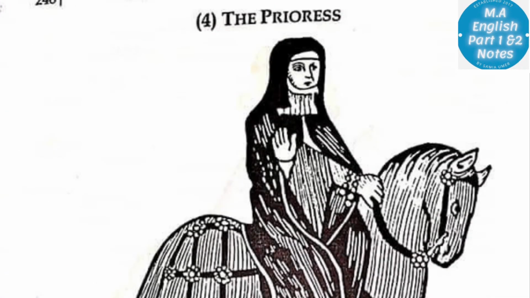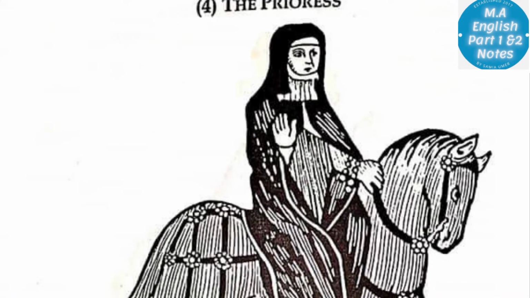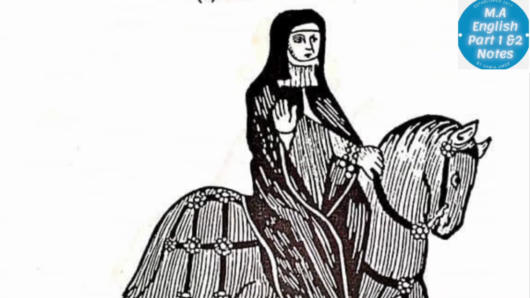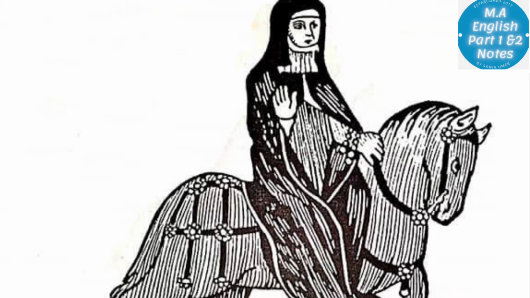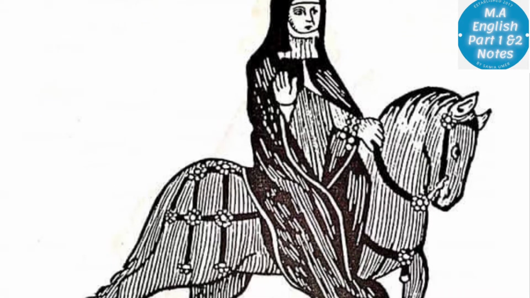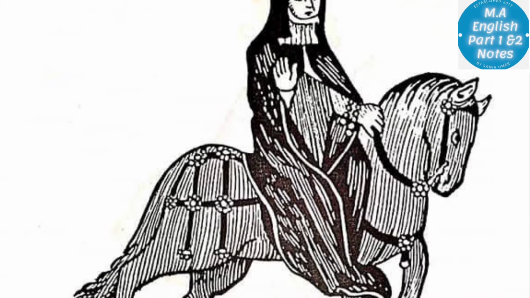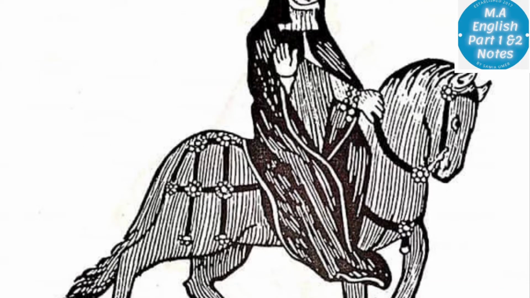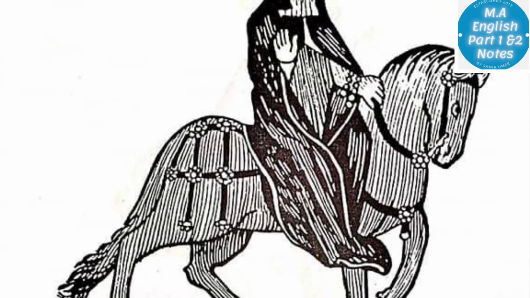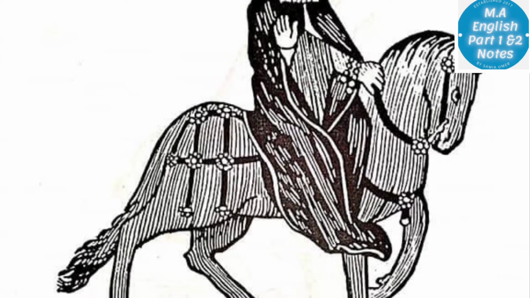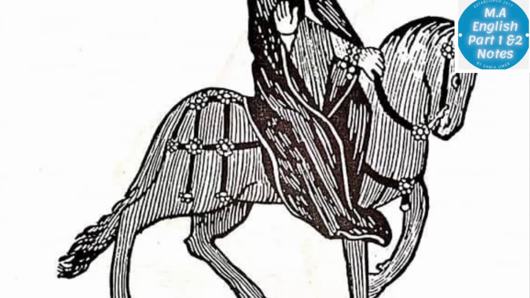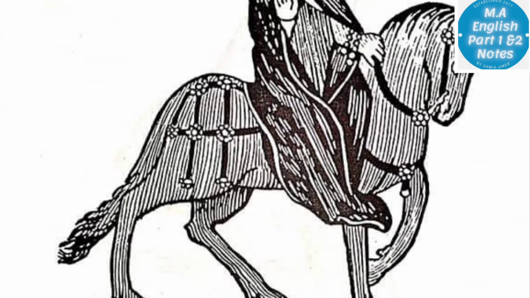The next character is of the Prioress. You can see her on the screen, that she is riding the horse. Let's read out her character. Although the Prioress is a woman of religion, being a superior nun holding the charge of a priory, she is depicted here as possessing a number of secular and worldly accomplishments.